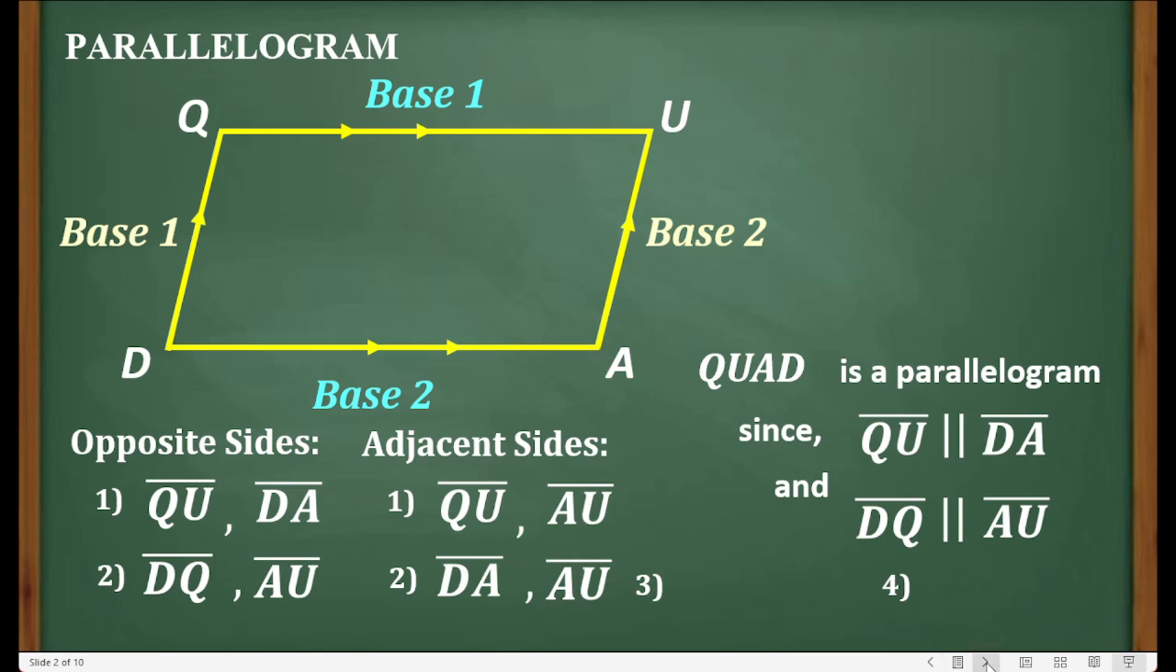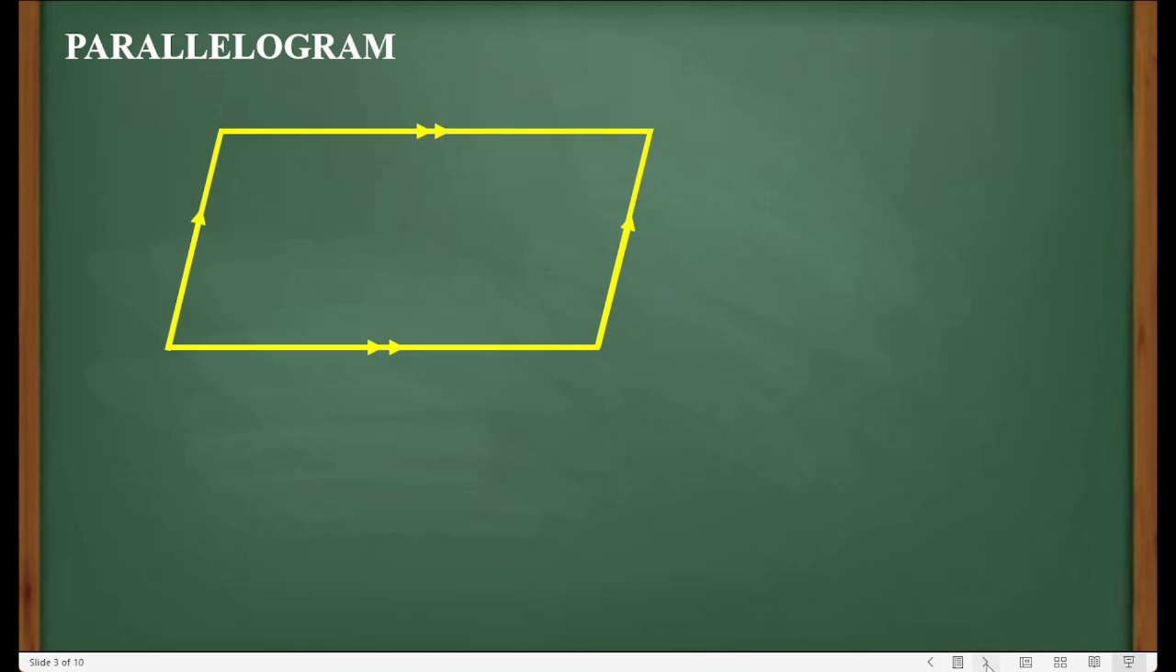Now, for the third pair of adjacent sides, we have segment DA and segment DQ. And their common endpoint is point D. And finally, the fourth pair of adjacent sides, we have segment DQ and segment QU. This one. And obviously, their common endpoint is at point Q. Okay? Next.